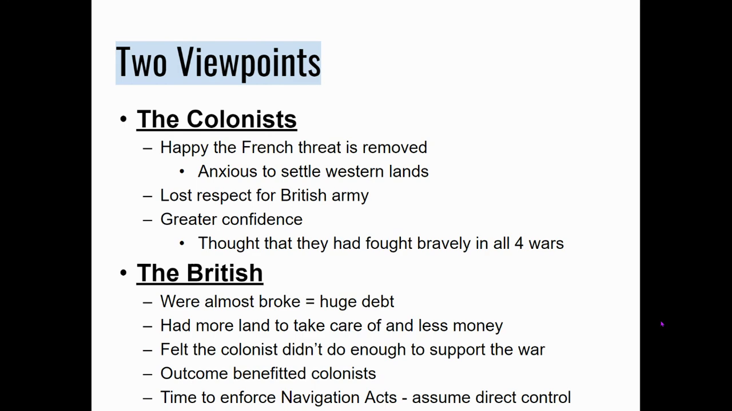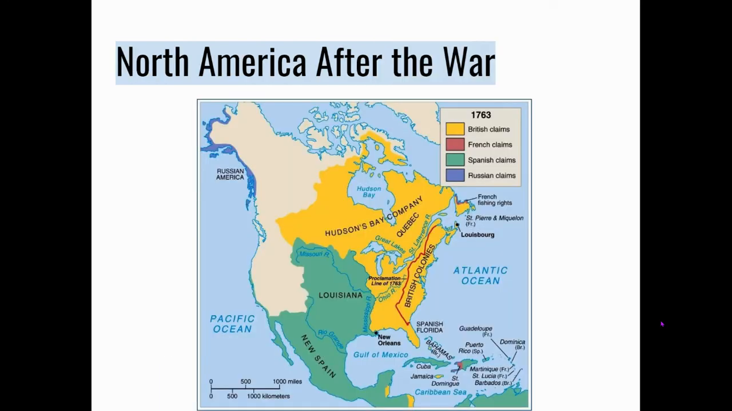And this is what North America looks like after the war. Notice the French are pretty much gone. There's a little tiny bit down there where it says Domingue, which is the only little part in the Caribbean that the French have left. And you can see how much British claim there is. And yet, remember, there's that red line that says you can't move past this. So again, brewing this conflict.